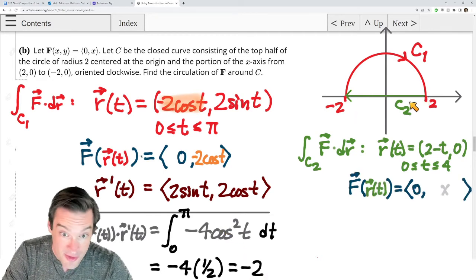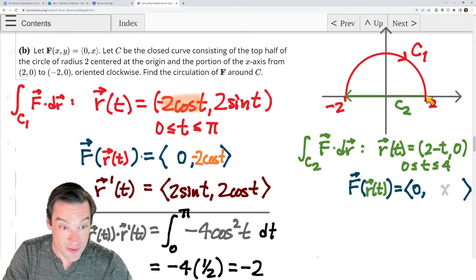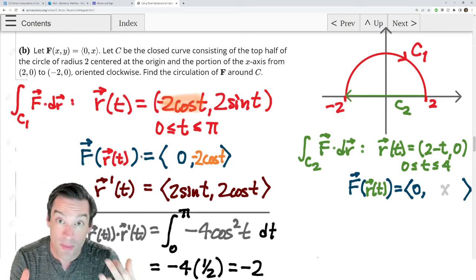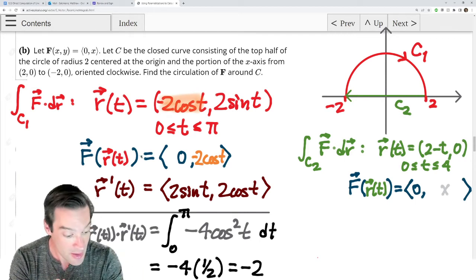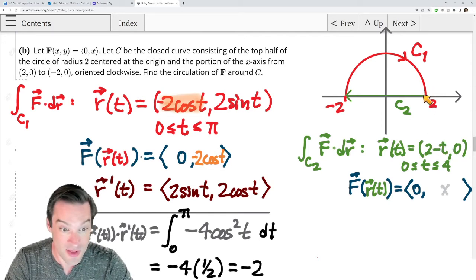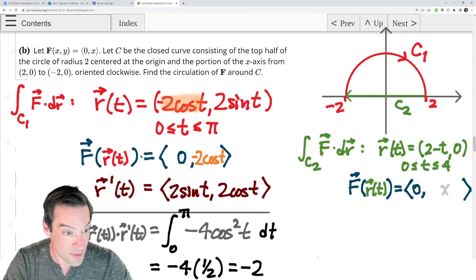Then parameterizing the segment along the x-axis that runs from (2, 0) to (-2, 0). We could have done this with our trick, 1 minus t times the starting point plus t times the ending point, t ranging from 0 to 1. I chose to do it in a slightly different way by parameterizing it as 2 minus t, comma 0, where t ranges from 0 to 4 over on this side.